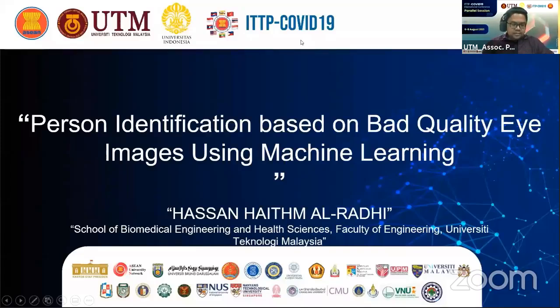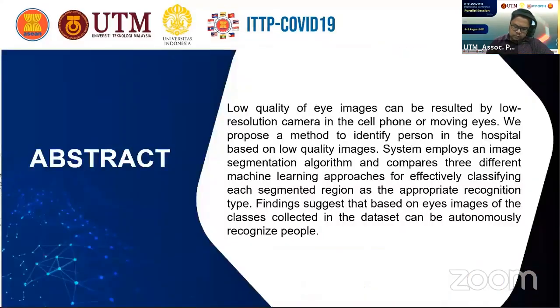Assalamualaikum warahmatullahi wabarakatuh, everyone. I am Hassan Haitham Al-Razi, School of Biomedical Engineering and Health Science, Faculty of Engineering, Universiti Teknologi Malaysia. Today I'm going to present my paper, which is person identification based on bad quality eye images using machine learning. Firstly, the abstract: a low quality eye image can result from a low resolution camera in a cell phone or moving eyes.